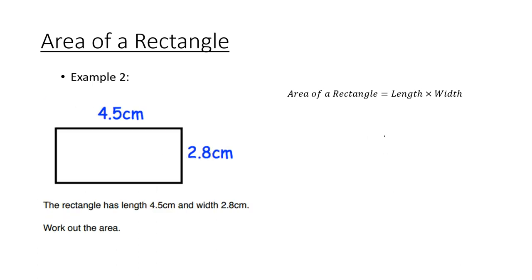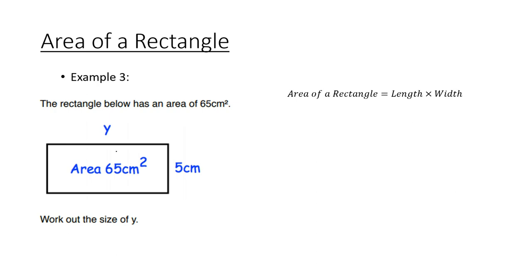Second example, our width here is 4.5 centimeters multiplied by 2.8 centimeters, and then once we multiply these two together, we get a final answer of 12.6 centimeters squared.